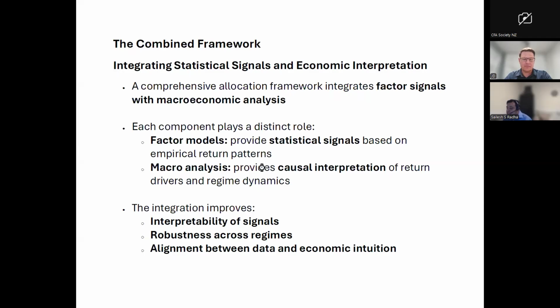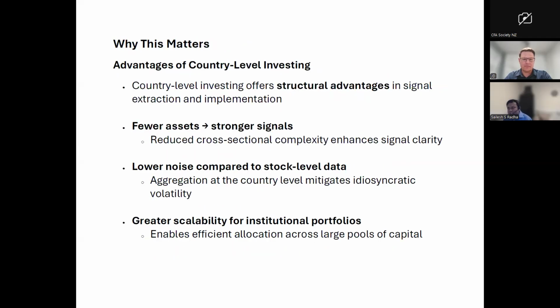So why does country allocation matter? Historically, global equity allocation has been primarily driven by bottom-up security selection, and we've been leaving sector-based alpha on the table. We're talking about country-based alpha. We're leaving that on the table.